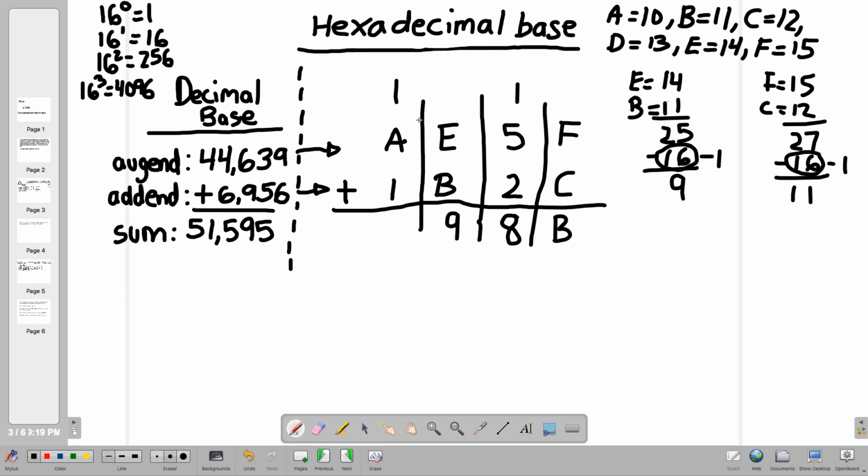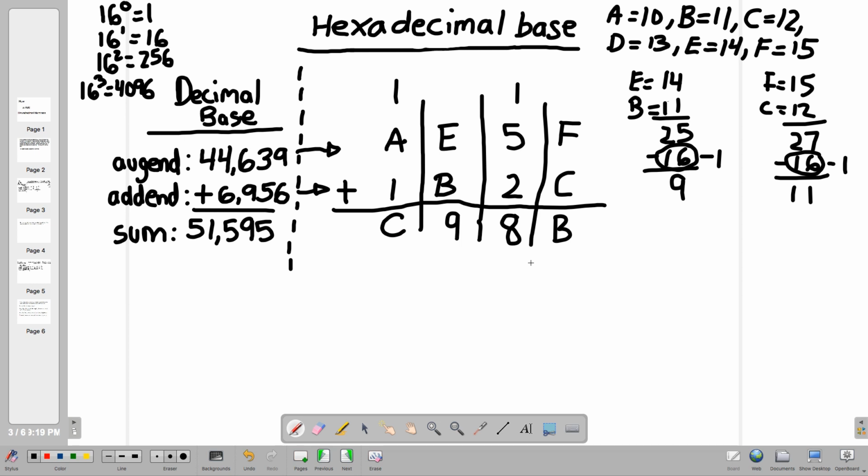We go to the next column to add up. We have 1, A, and 1. A is the value 10, so when you add 2 to 10, you get the value 12. But 12 in hexadecimal is represented with the value C. And this is our sum.